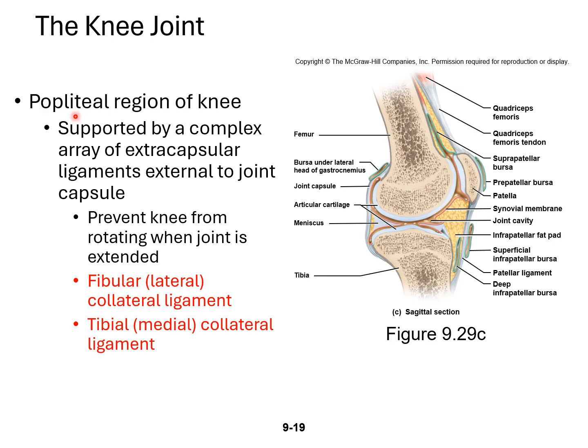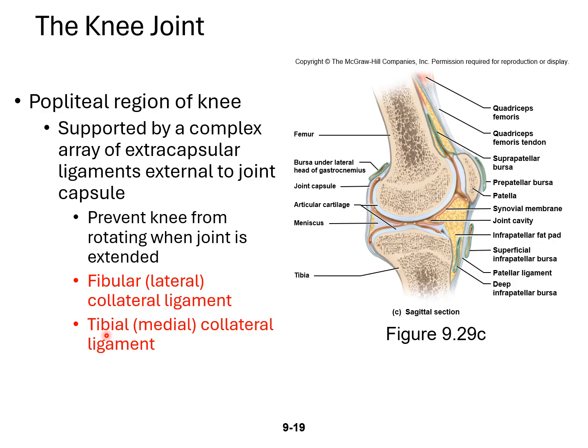So, okay, you also have the popliteal region of the knee. The popliteal is going to be supported by a complex array of extracapsular ligaments external to the joint capsule, and this prevents the knee from rotating when the knee is extending. So when you extend the knee or keep it straight, it's going to prevent the knee from rotating side to side. Fibular collateral ligament and the tibial collateral ligament.